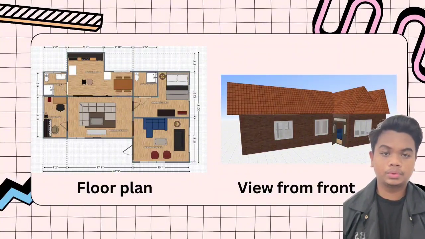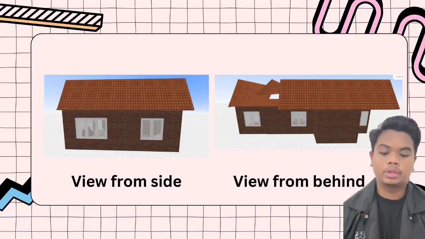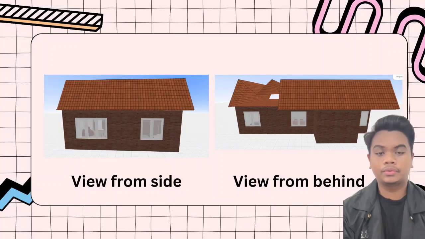We created a few rooms such as bedroom, living room, office, kitchen, and also family space. Other than that, we can also see the 3D view from the front. We use a few geometrical shapes such as cuboid, cube, and also pyramid for our rooftop. Then we can see the view from the side and the view from behind.